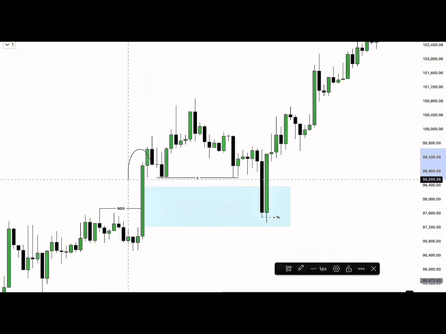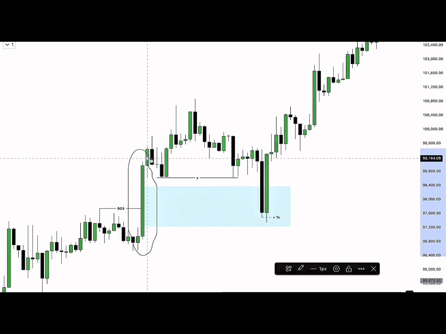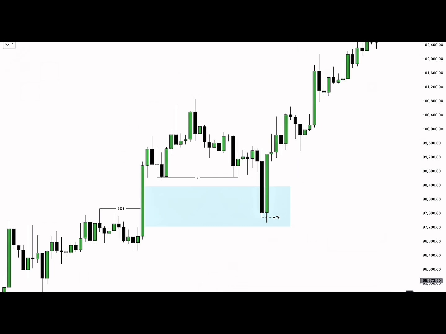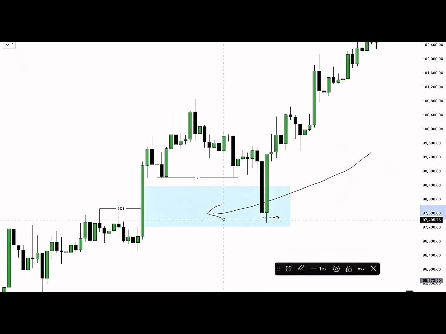This is what I've been talking about. You can see the manner in which price made this break of structure. Price made a break of structure here using a very big impulsive candlestick. Thereby, this impulsive candlestick tends to create our fair value gap in return, which is this, our fair value gap.